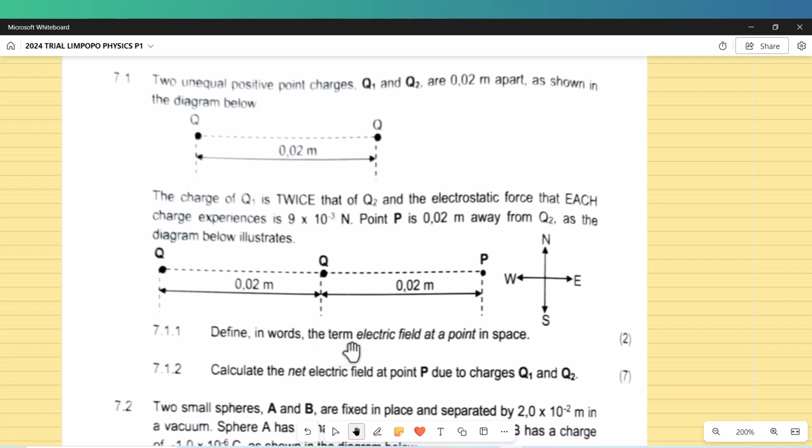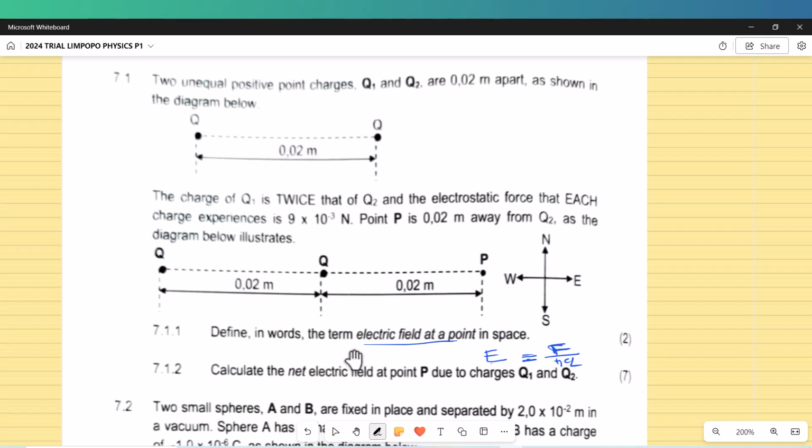Define in words the term electric field at a point in space. How do you define it? They want it in words. So, before you get it, write this equation here. The electric field at a point in space is the electrostatic force which is experienced per unit positive charge placed at that point in the field. I repeat, electric field at a point in space is the electrostatic force which is experienced per unit positive charge placed at that point in the field.